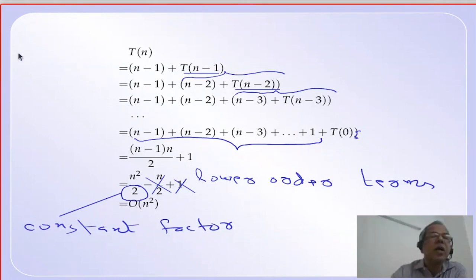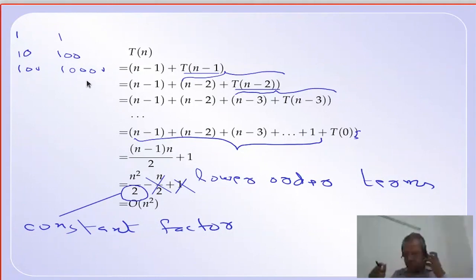If it is 10, it is 100 comparisons. If it is 100, it is 10,000 comparisons and so on. As the input size increases, the running time increases quadratically.